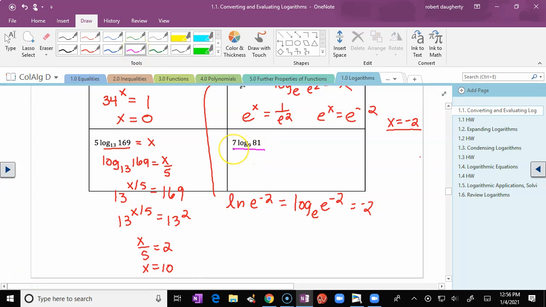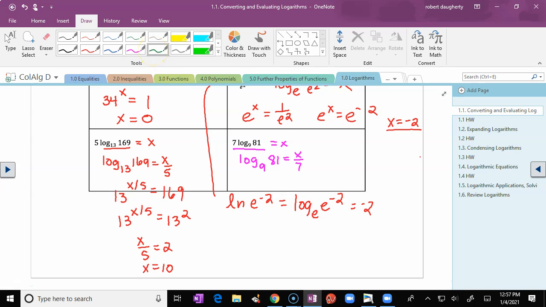Okay, guys, this is where we left off yesterday. We were solving and evaluating some logarithms that you can do without a calculator. So when you're trying to evaluate something and you don't know what it is, let's just say that it is x, okay? This means that the log base 9 of 81 is x over 7. Now convert that to an exponential equation. This means that 9 to the x over 7 is equal to 81.